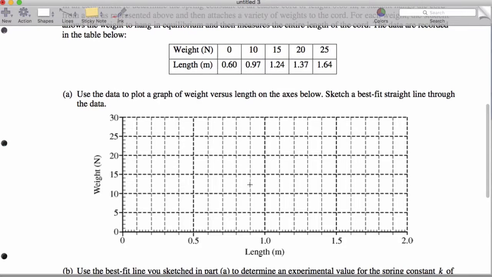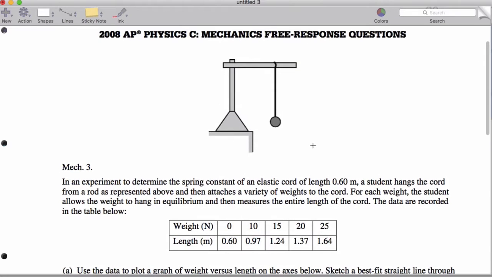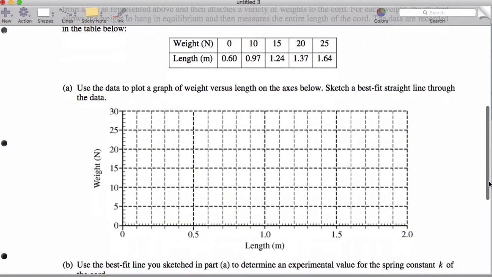All right, the last free response question. Let's go ahead and graph what they want us to graph in part A. Eventually we're going to be doing some oscillation stuff with it, but for now, let's just use Hooke's law to figure out what's going on here. So we've got weight and length. The more weight we tie on here, the more the string lengthens.